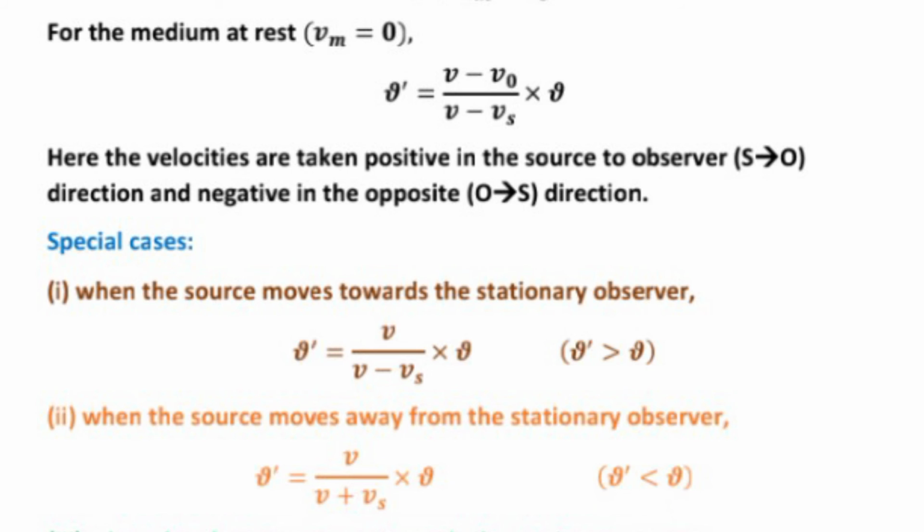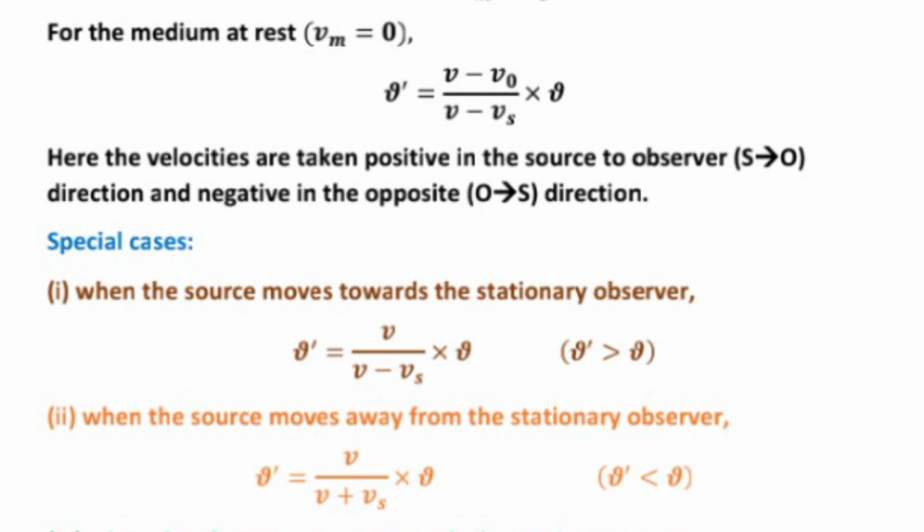Here the velocities are taken positive in the direction from source to observer, and negative if the direction is taken from observer to source.